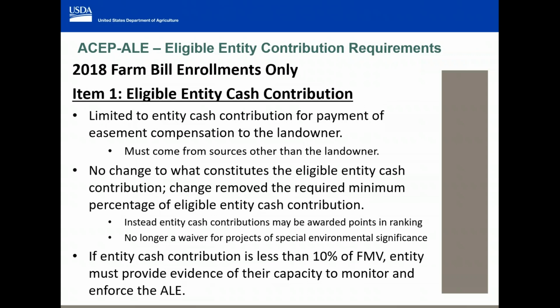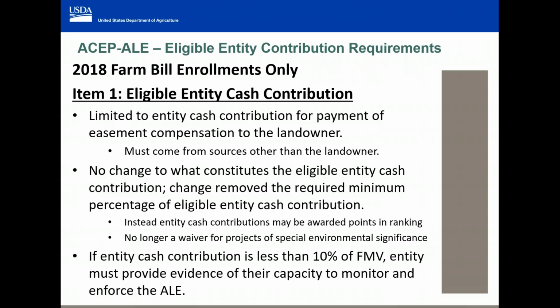So let's go into detail about each of these different 4 categories of non-federal share. The biggest change in the 2018 Farm Bill to the ALE cost share is the elimination of the eligible entity cash match requirement. There's no longer a minimum requirement for this. There has not been a change to what constitutes the eligible entity cash, only a change in the required minimum. So instead, entity cash contributions may be awarded points in the ranking process.